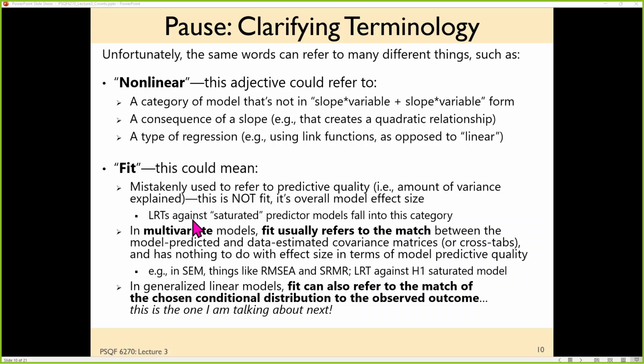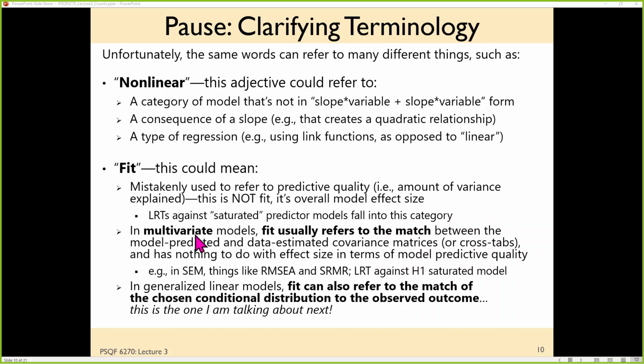So in categorical data, there are sometimes likelihood ratio tests used to compare models with predictors against models without predictors, where they're trying to figure out what the right answer is as a saturated model. They fall into this category. We're not going to deal with those because there's only certain situations in which they're useful.